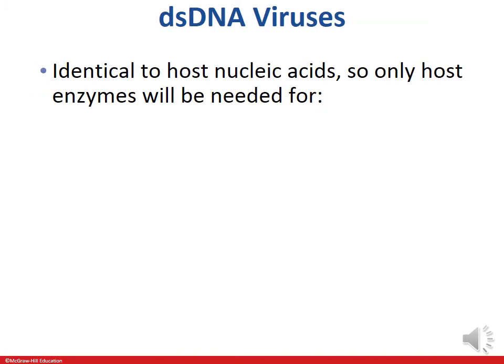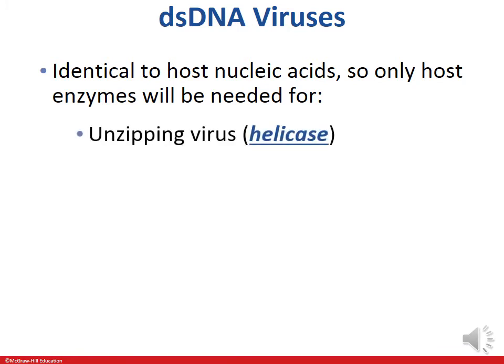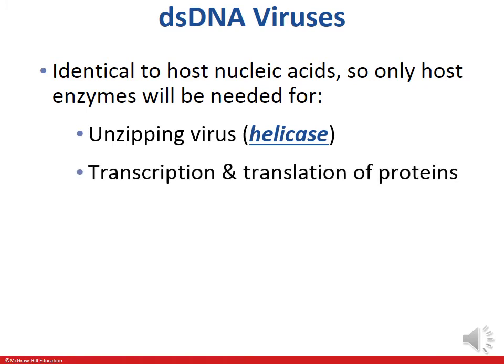So double-stranded DNA viruses, they come in looking just like something that belongs. So they're going to use the host enzymes for unzipping that double strand of DNA. In fact, we call that a helicase. Remember, it unwinds the helix and then unzips the double strands. It can use host enzymes to then transcribe that DNA into messenger RNA, and then use the RNA polymerase to then translate those proteins at the ribosomes. So they've really got it easy, so to speak.